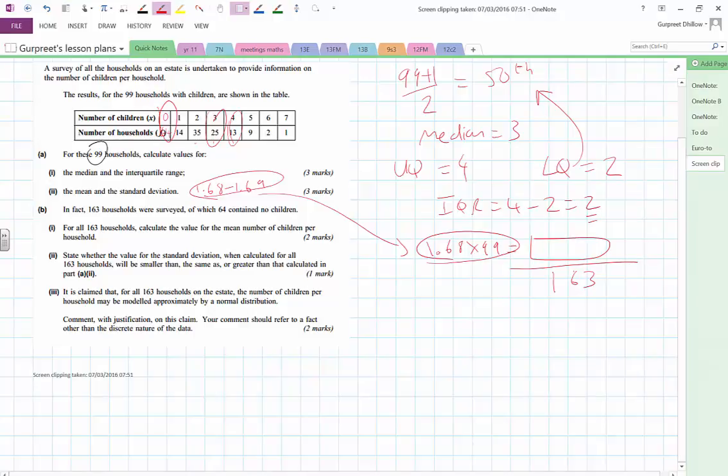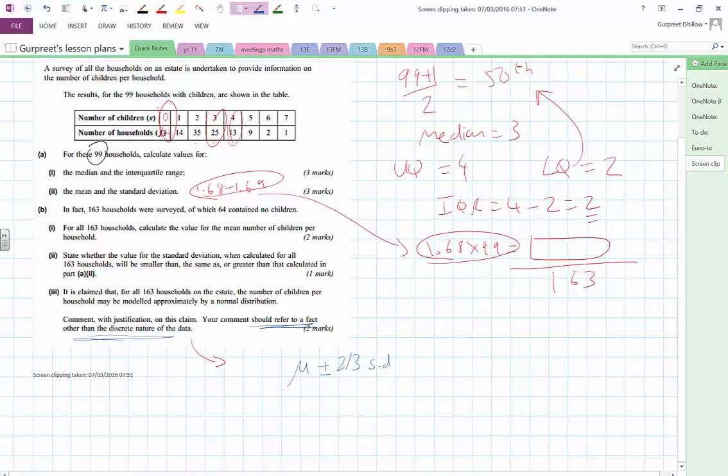And if we come to this one, where quite a few of you struggled, let's talk about this one in some detail. It is claimed that for all 163 households on the estate, the number of children per household may be modelled by approximately a normal distribution. Comment on the justification of this claim. Your comment should refer to a fact other than the discrete nature. Now this is one of the sneaky ways they test this knowledge, that for a normal distribution, most of the data is within 2 or 3, doesn't matter which number you use, standard deviations of the mean.